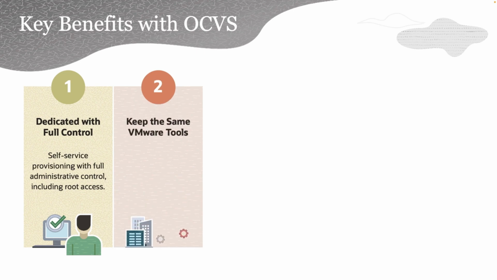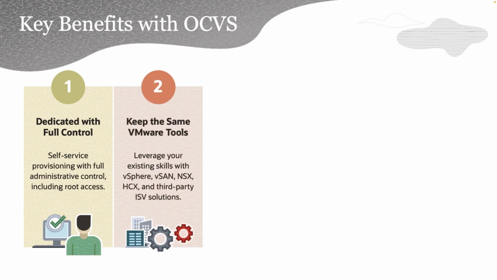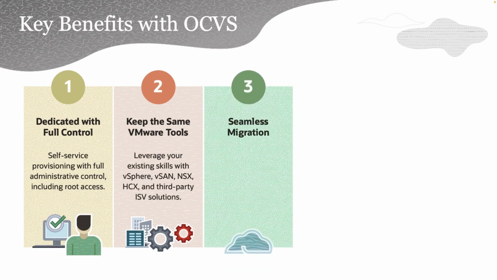The second benefit is about keeping the same VMware tools. OCVS gives a very familiar experience to a VMware-based on-premises environment. That means you can leverage your existing skill sets for the tools that you're already using on-premises. Number three is about seamless migration. The underlying platform of OCVS is the same as the VMs specification, and this would allow you to migrate applications just as they are without refactoring or re-architecting them.